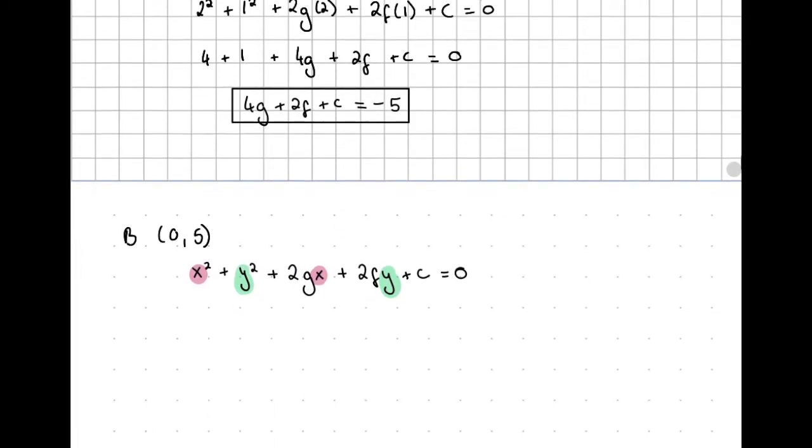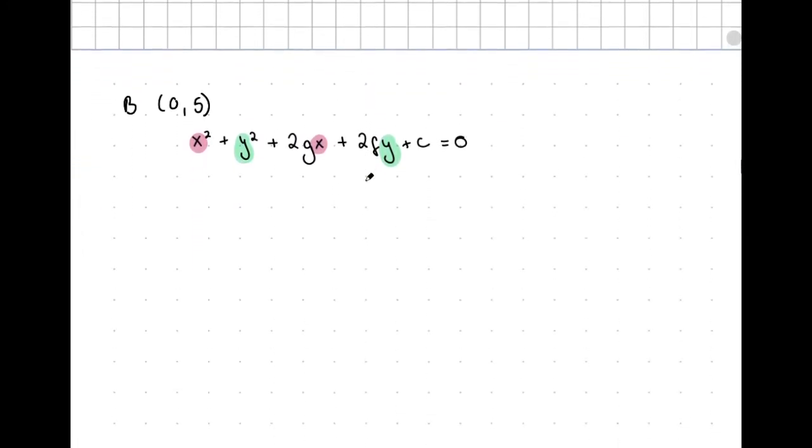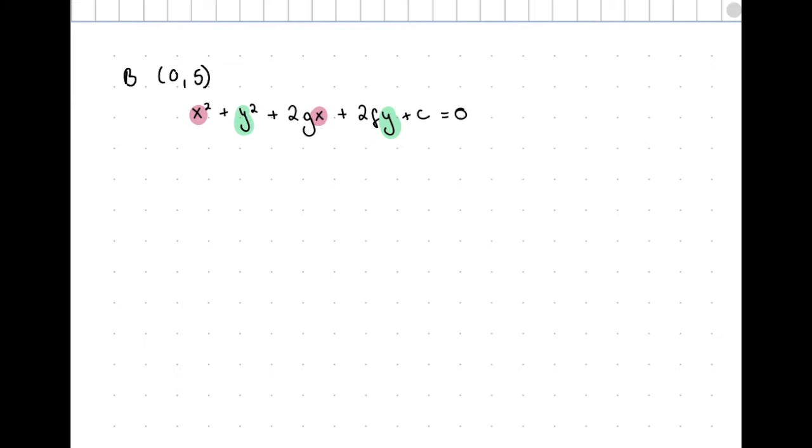So we're going to substitute that right back into our other equation. So putting that in, we're going to have our x values in the red here. So let me just color coordinate that for us. So our x values are in the red and our y values in the green. So every time that we have an x value, we're going to replace it with 0. So 0 squared plus 5 squared plus 2g x becomes 0 and 2fy becomes 5 plus c.